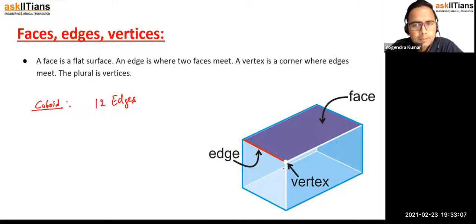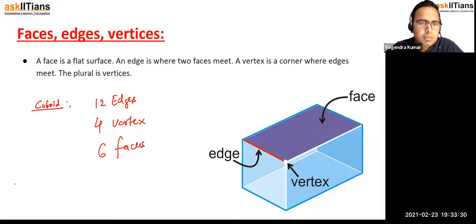How many vertices are there? 1, 2, 3, 4 on top, and 4 down. So 8 vertices, or vertex. Now how many faces are there? First face down, second face, third face, fourth face. 6 faces are there, right?